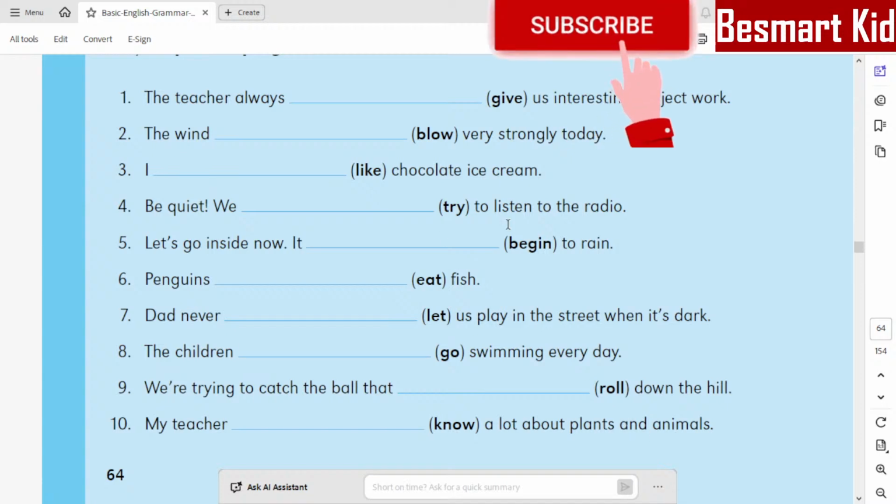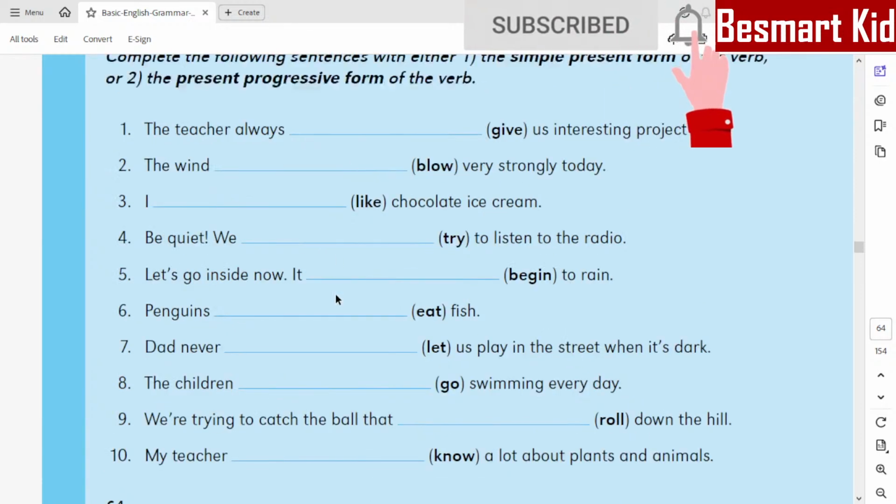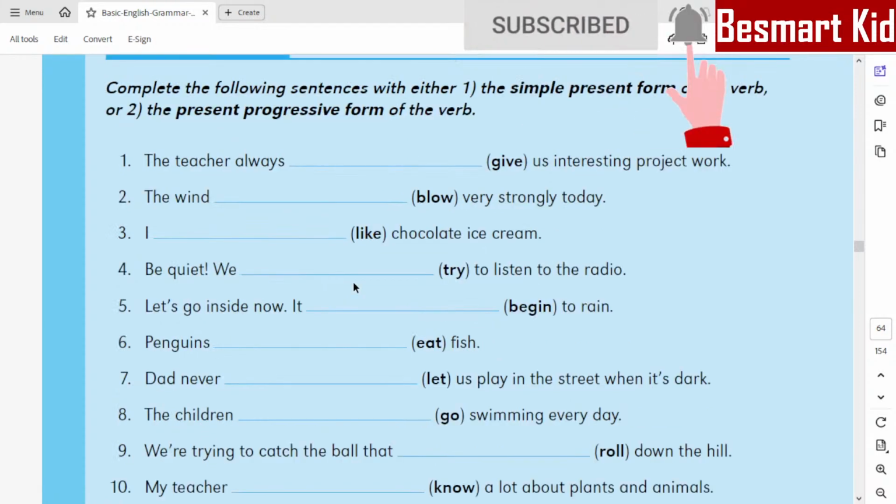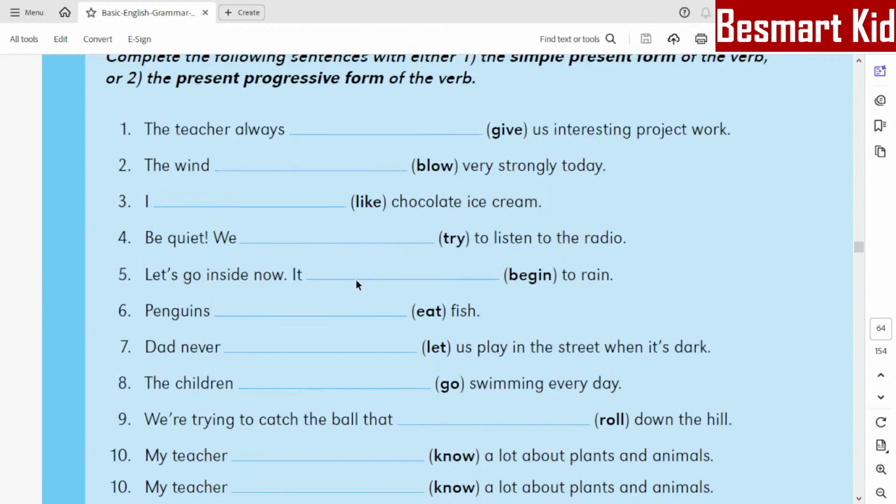So all these words in the brackets, you must change them into the simple present form of the verb.